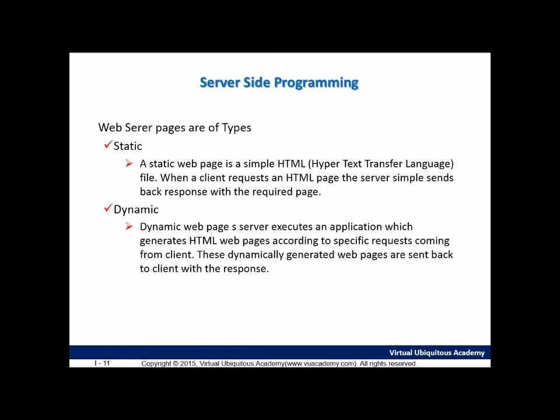You say, I want abc.html. You hit server.com/abc.html. It will give you a response, the HTML of that particular page. But what is dynamic here? With dynamic web pages, the server executes an application which generates HTML web pages according to the specific request coming from the client. So you ask the server to generate some HTML for you, and the server executes that application to generate it. These dynamically generated web pages are sent back to the client with the response.